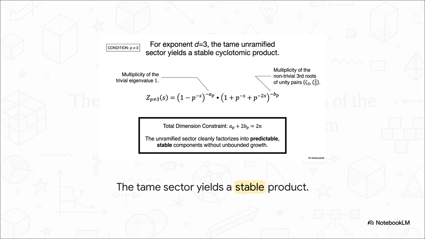The variable a sub p actually counts the trivial eigenvalues, while b sub p gathers the matching conjugate pairs of the non-trivial third roots of unity. Because everything perfectly pairs off, this entire unramified sector cleanly factorizes into predictable, highly stable components. Absolutely zero unbounded growth here.